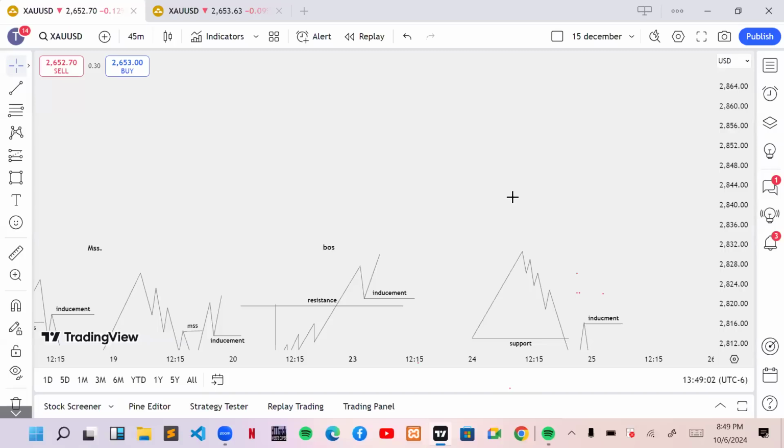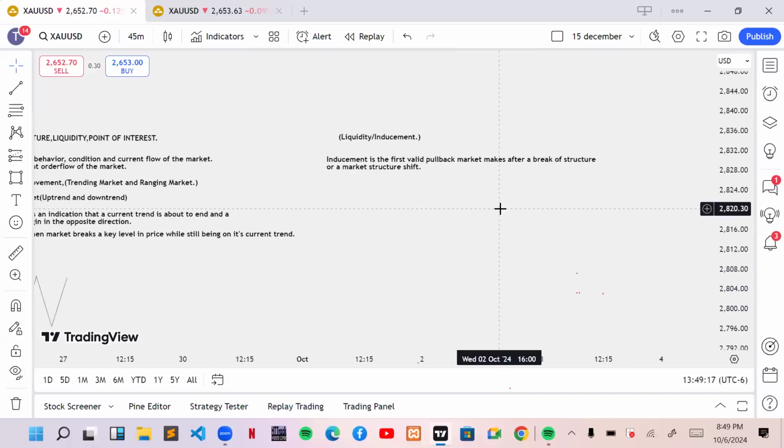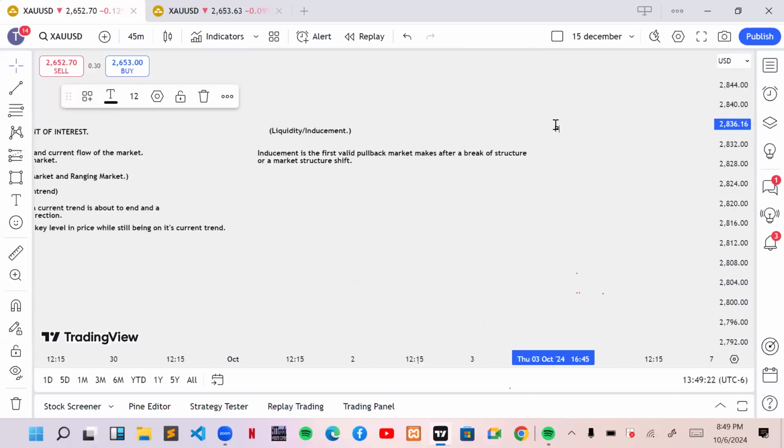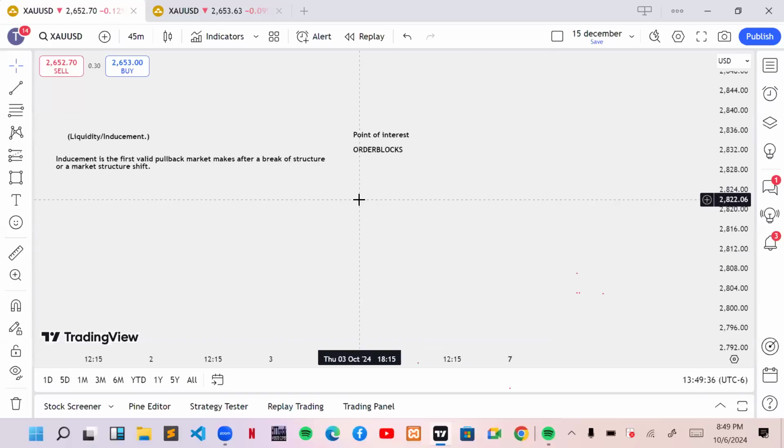So there are literally 2 types of order blocks. There's the bullish order block, and then there's the bearish order block. Your bullish order block is for when you're looking for buys, and your bearish order block is for when you're looking for sells. So, for point of interest, order blocks: there's the bullish order block and then there's the bearish order block.